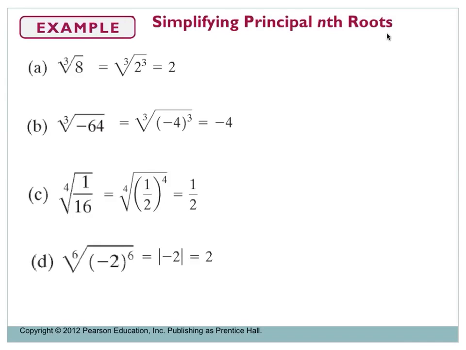For D, what you need to keep in mind is that negative 2 to the sixth power is going to be some positive number, okay? Now the root and the exponent do cancel one another out, but since you have an even exponent, you know that whenever you raise it to that exponent, it's going to be a positive number. So really we have the absolute value of negative 2, which is just 2.